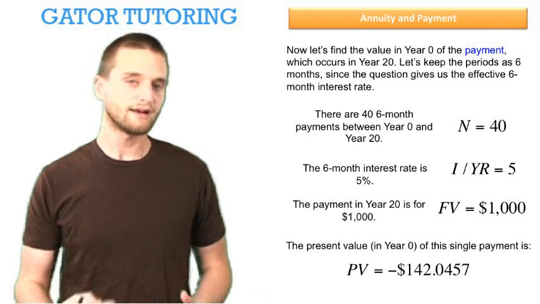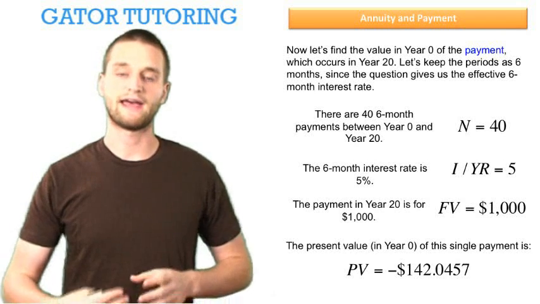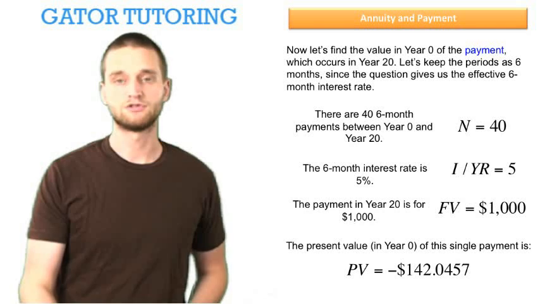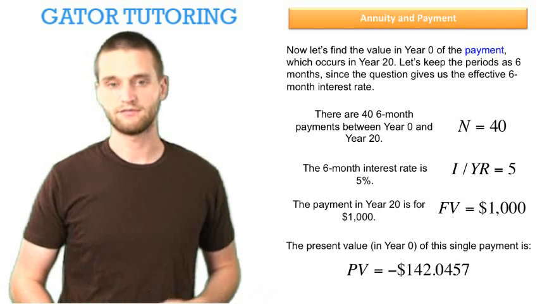$142.0457. And again, our calculator reports it as a cash outflow, a negative value, because that's what we're willing to pay for it. And that's just because we put the future value as a positive value, what we would receive.